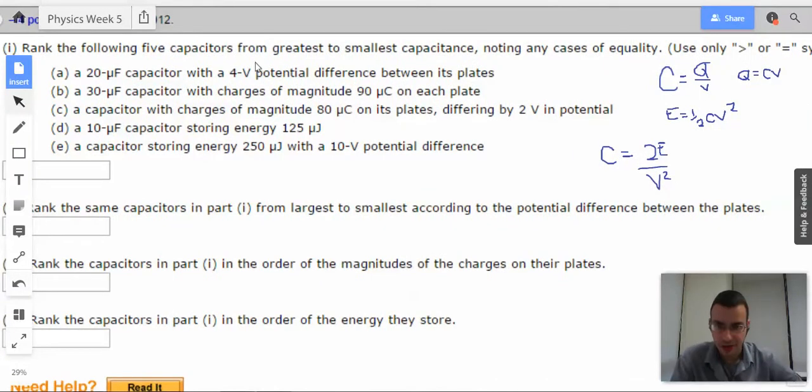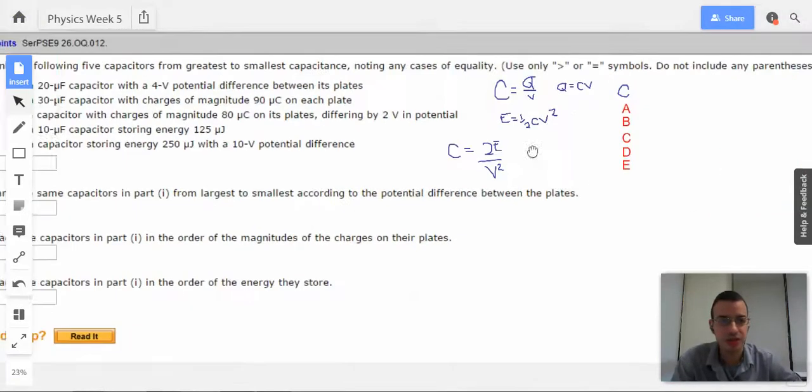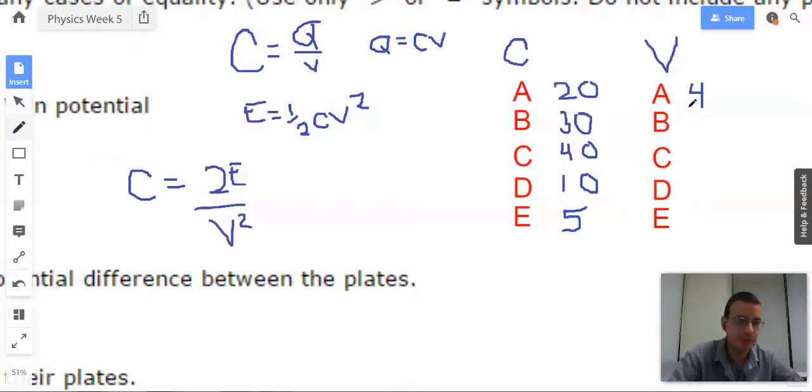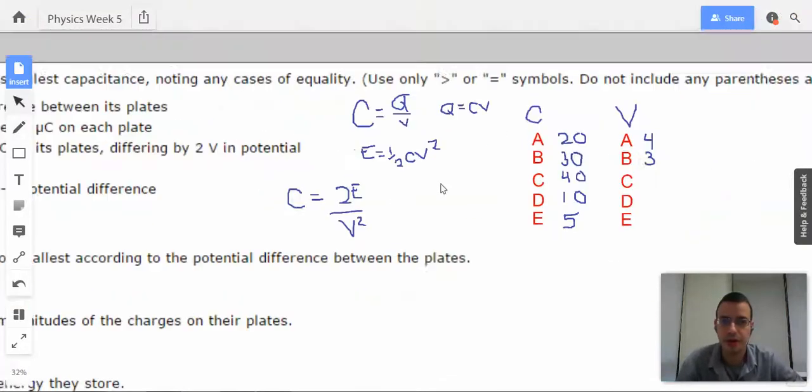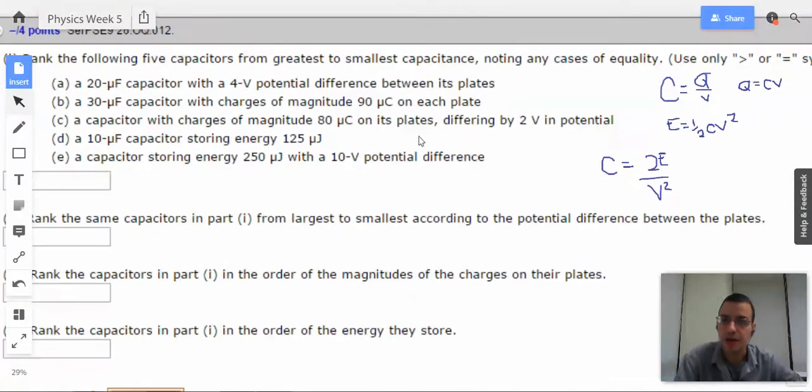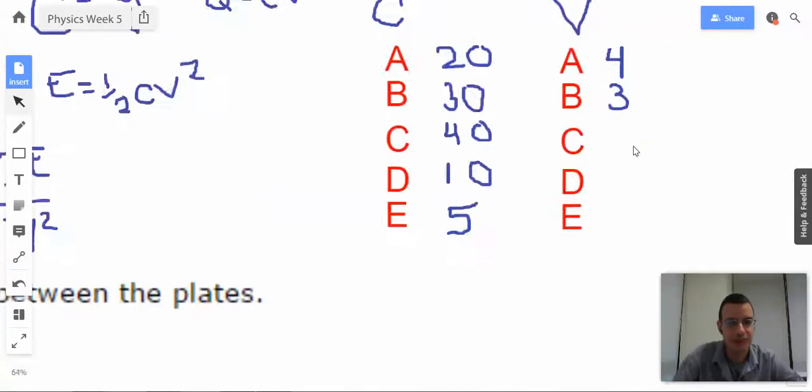So V is Q divided by C. Q is charge, which is 90, divided by capacitance, which is 30. The micros cancel out, so we get 90 divided by 30, which is 3. Wow, for giving us such a tedious task, they're at least being nice about the numbers. 3. Now for C. A capacitor with charges of magnitude 80. Oh, 2 volts. Bam! Another success.